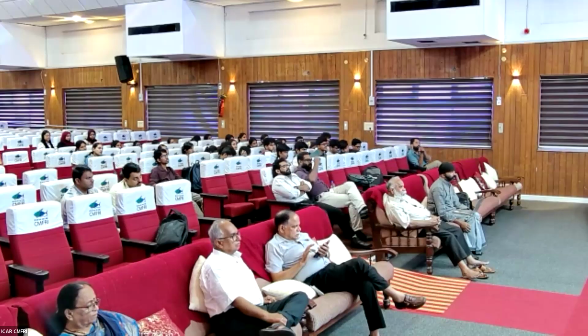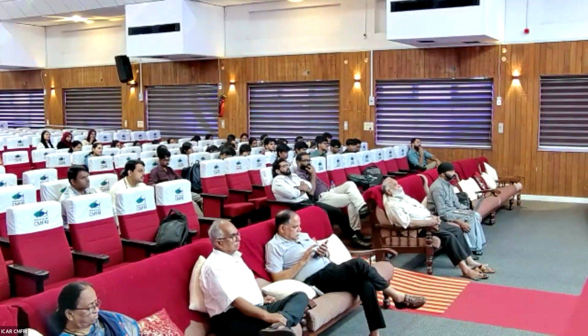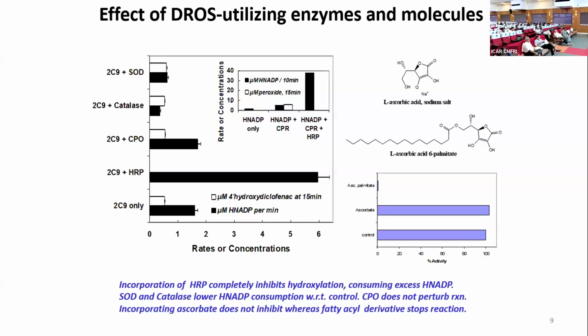CYP2C9 in microsomes is what we are dealing with here. And when you add a quencher of ROS, SOD, superoxide dismutase, it will quench superoxides. Then we have the catalase system. Catalase is an enzyme, but it is also a quencher in this sense. It will quench H2O2, peroxides. Chloroperoxidase can also do the same job as catalase. But HRP, which also has a slightly hydrophobic nature, can quench DROS of different kinds. That's why we observe a complete inhibition.